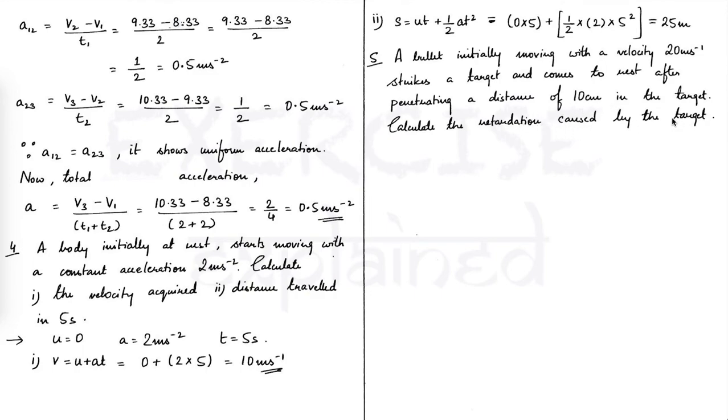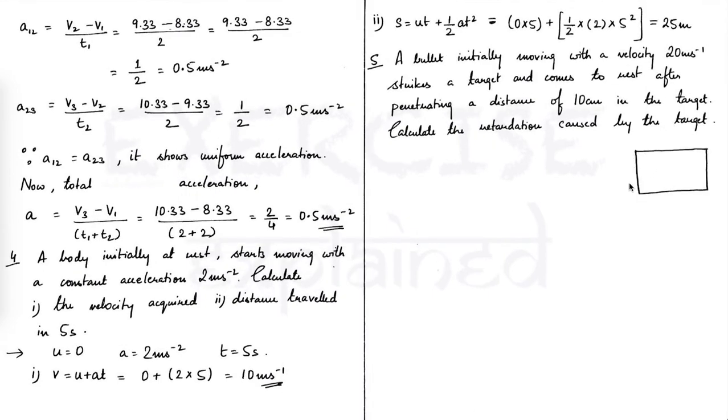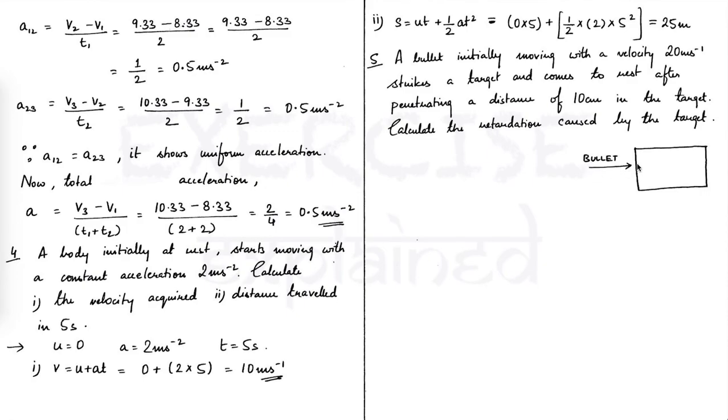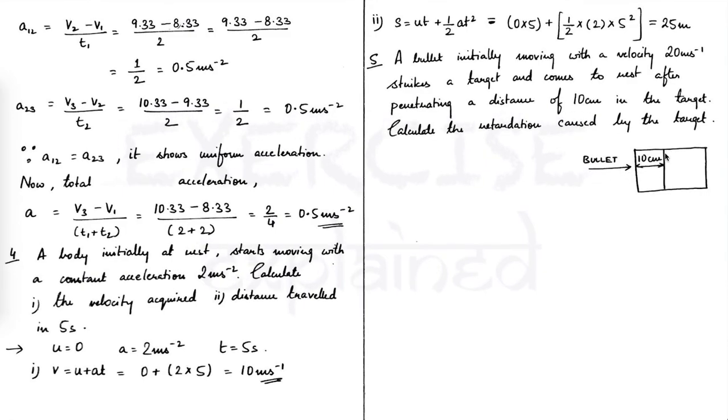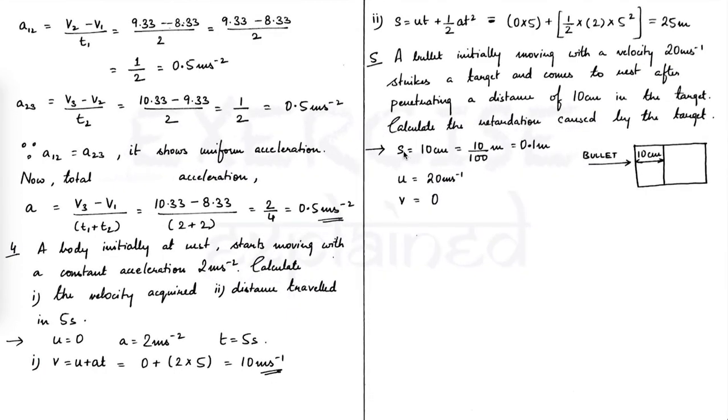So we will be using the acceleration formula for this. Let us understand that we have a block like this here. The bullet comes, hits the block, goes inside by 10 centimeter, and then comes to rest. So I just write the given data. s is equal to 10 centimeter. I have to convert this to meter since this is not in SI unit. So 10 divided by 100 gives me 0.1 meter. Initial velocity is 20 meter per second. Final velocity, since the bullet stops, is 0.